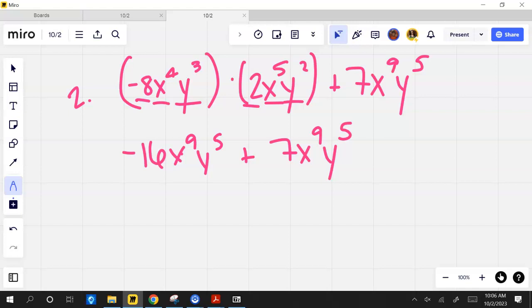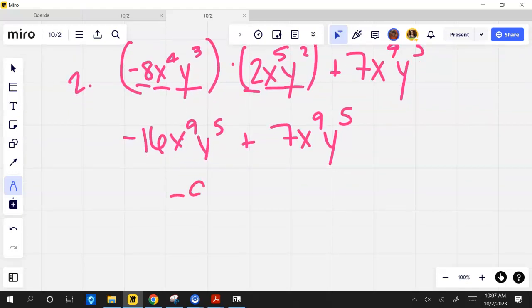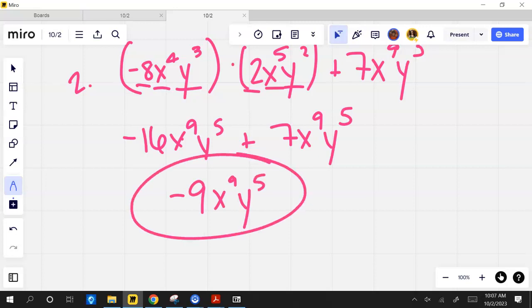X9, Y5 variables are the same. Exponents are the same. It's the coefficients that differ here. So I'm just going to combine the coefficients. -16 and 7 give me what? -9. And then everything else stays exactly the same.